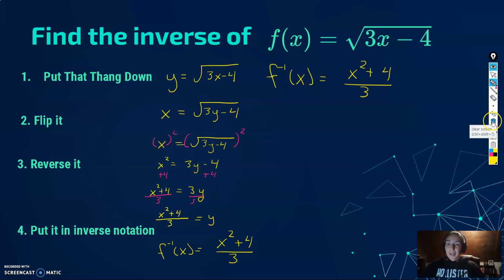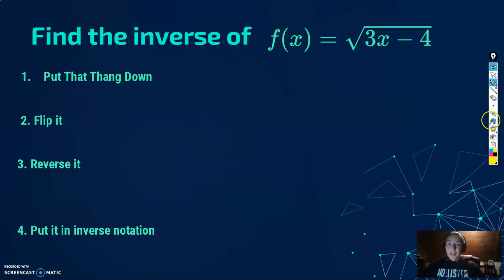Okay, so again, what are our steps? If I blank this out, anytime you need to find the inverse, A, make sure it's 1-to-1, or make sure the domain is at least restricted enough so that that particular piece of the function is 1-to-1, and you can find the domain on that set. Then put that thing down. In other words, just take out the f of x and put a y. Flip it. Okay, now flip x and y. Reverse it. Solve back for y. Put it in inverse notation. Take out the y again. Put an f inverse of x.